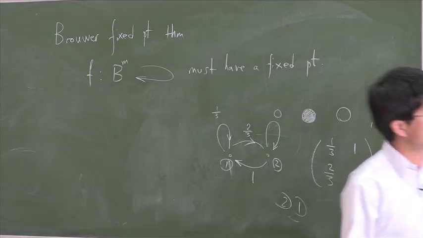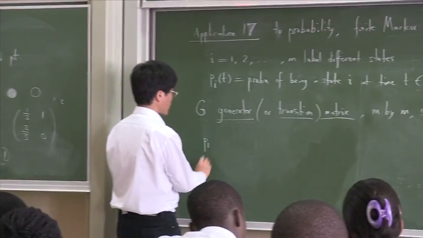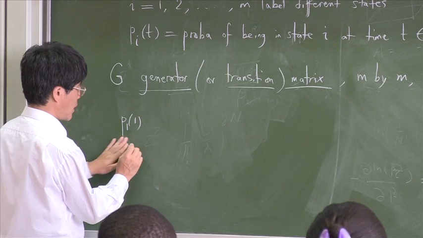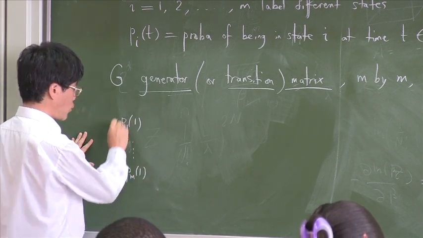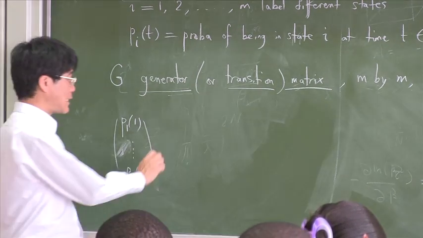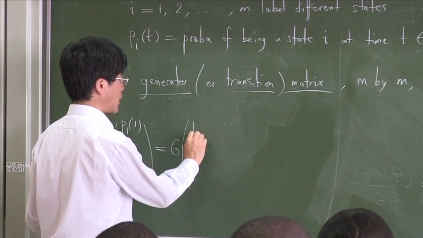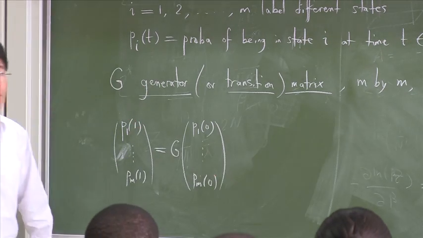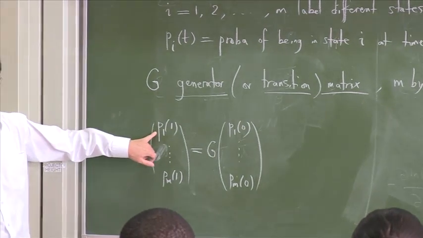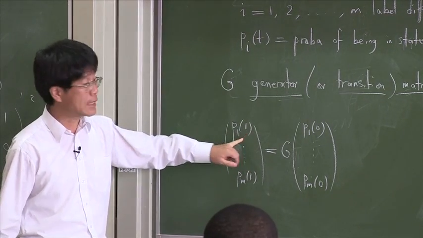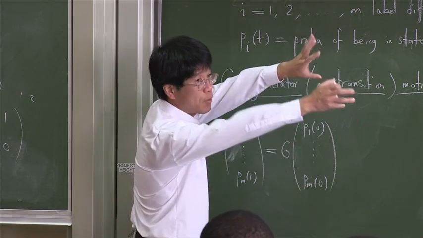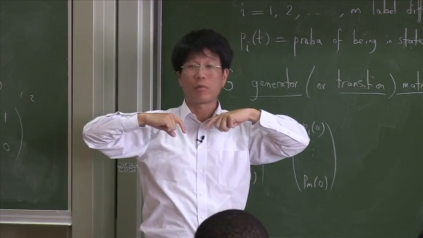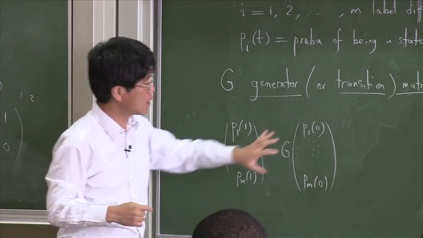Now, if you do that, it's clear that the following takes place. What is the vector P1, P2, and so on, Pm at time 1? How do I calculate that? Let's regard it as a vector. Well, it's simply equal to G, this matrix, applied to P1 at 0, up to Pm at 0. Because the probability of being at P1 at time 1 is simply equal to the weighted sum of various probabilities at the previous step, together with the weights corresponding to the probability with which you are jumping into state 1. Is that clear? So that's what it is.